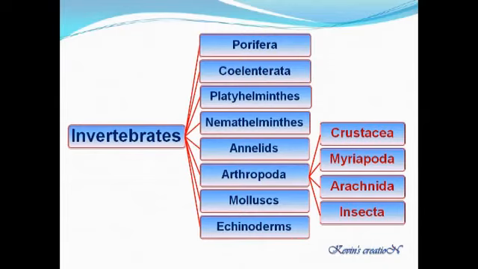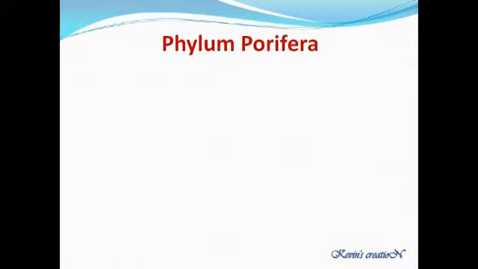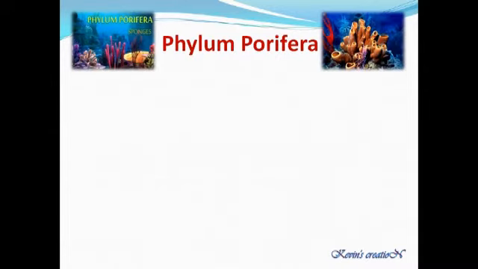So here is the division of invertebrates: Porifera, Coelenterata, Platyhelminthes, Nemathelminthes, Annelids, Arthropoda, mollusks and Echinoderms or Echinodermata. The members are called Echinoderms. This is not there in your book, but it is important. Arthropoda is further divided into 4 subgroups: Crustacea, Myriapoda, Arachnida and Insecta. So we'll be studying about this also. So starting with phylum Porifera.